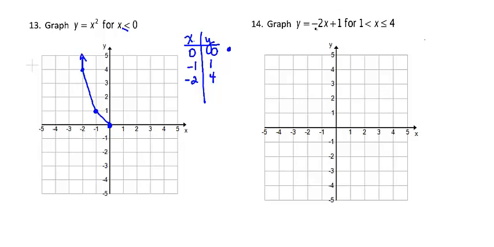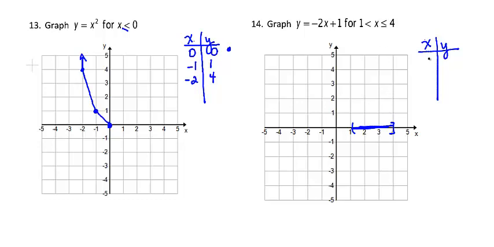Number 14 is y equals -2x plus 1 for 1 is less than x is less than or equal to 4. So this time we're restricting our values of x between 1 and 4. Okay, so only between 1 and 4. Our graph is going to only be turned on, so to speak, for those values. So when we make a table, I can only choose values between 1 and 4.